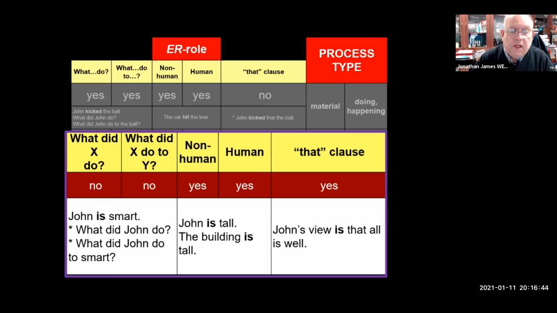All right, so what we're saying is the paradigm is process type, and these process types are distinguished. We perceive them differently, and that comes across through how we make them work in the language grammatically.